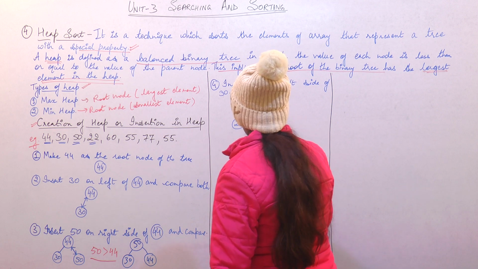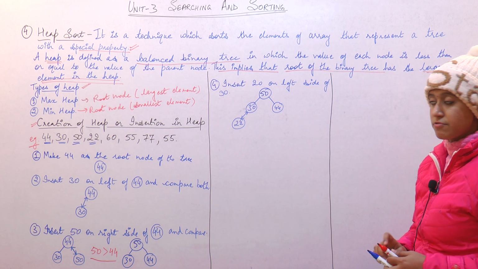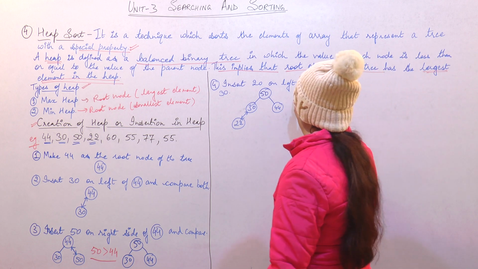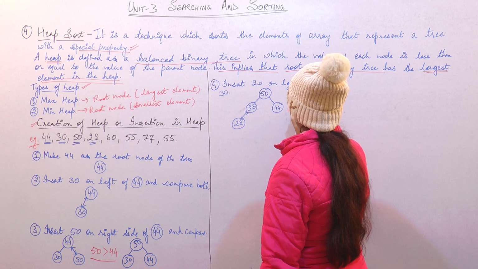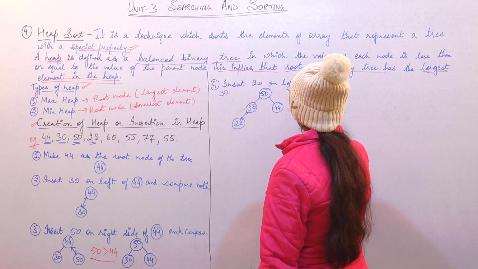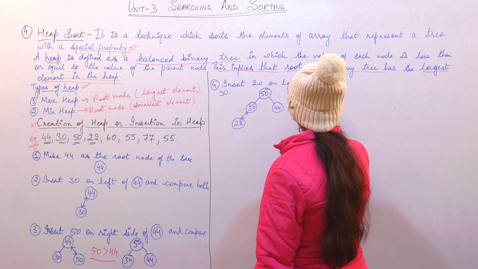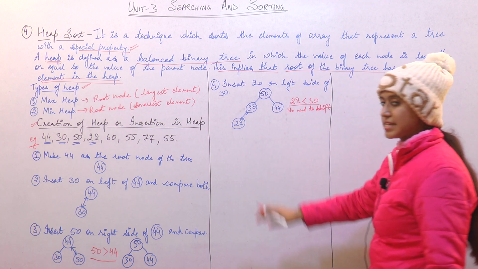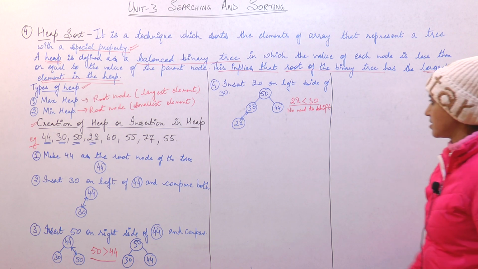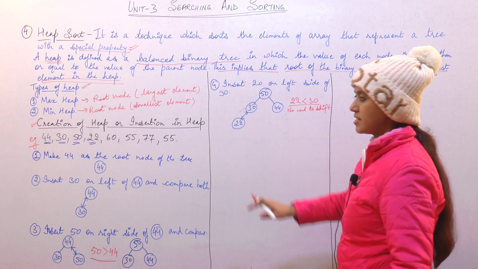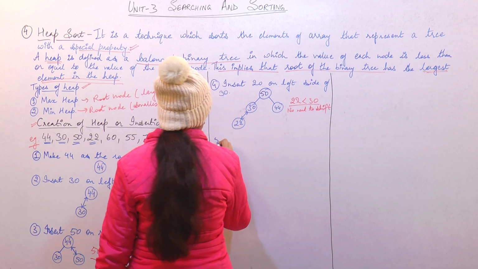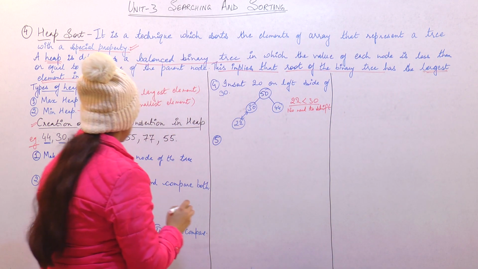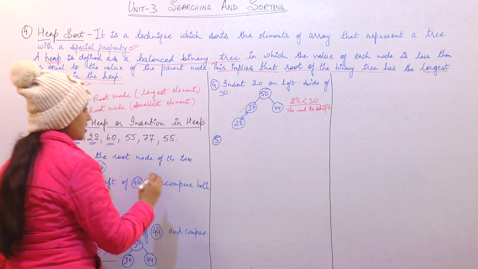Now we will compare 22 with 30. Since 22 is less than 30, there is no need to shift these elements. They are at their proper place. In the next step, the next element to be inserted is 60.